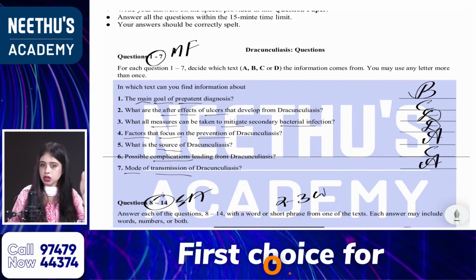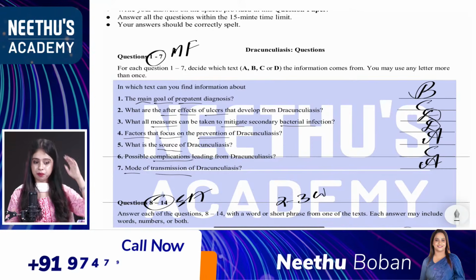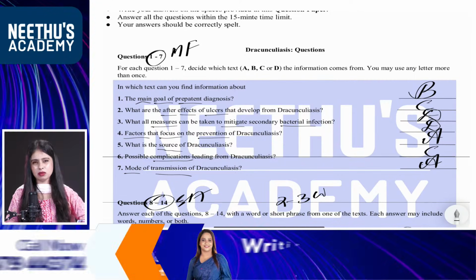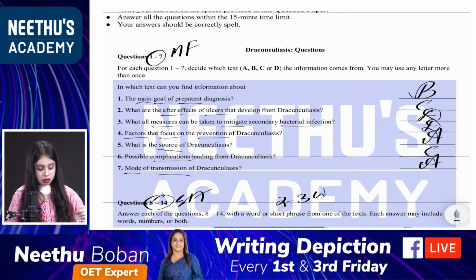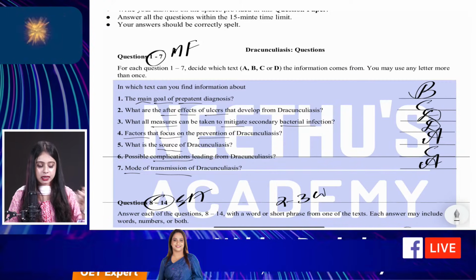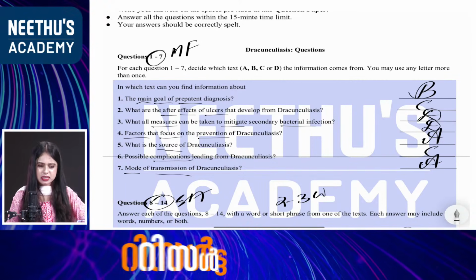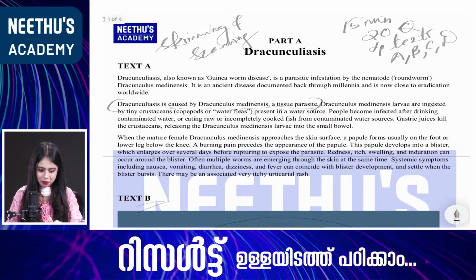It is material you have already read. So please tell me from your memory in which text they have mentioned about fish. Okay, Amrita, it is mentioned in text D. Other than text D, where is it mentioned? Okay, I don't remember.